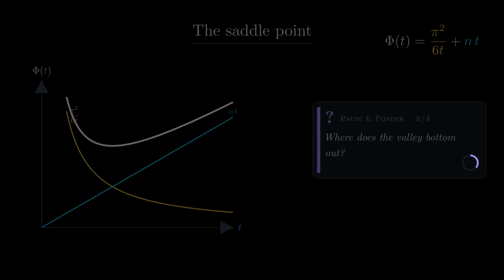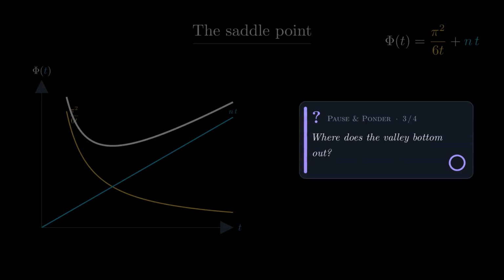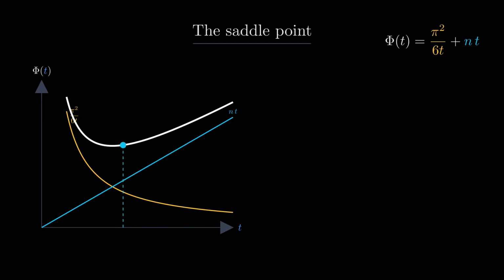Mathematicians call it the saddle point, the spot the whole integral is ruled by. To find it, set the slope of big phi to 0. Solve, and the saddle sits at t star equals pi over root 6n. As n grows, the saddle slides toward 0. Toward the wall. Exactly as we hoped.